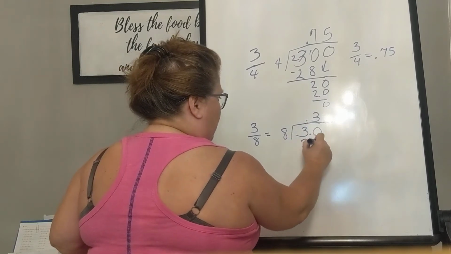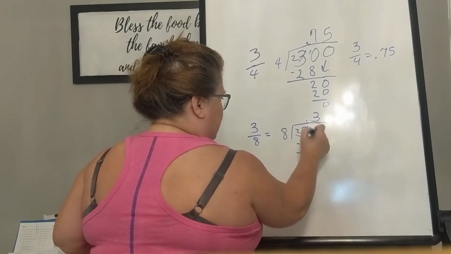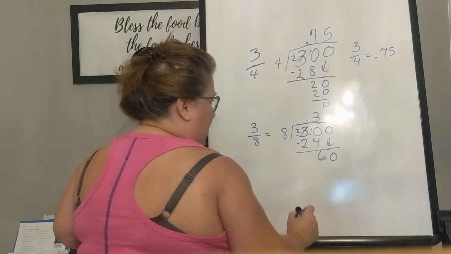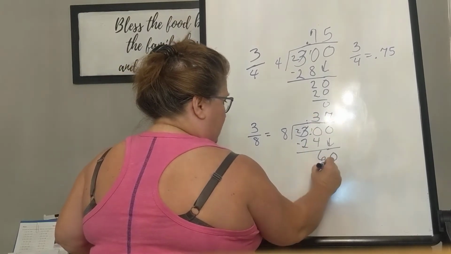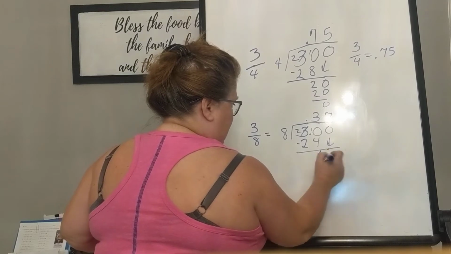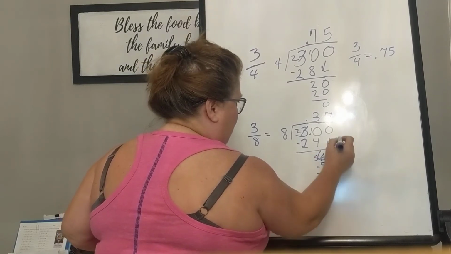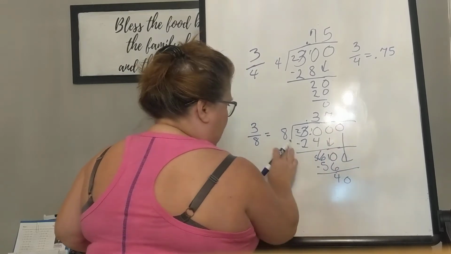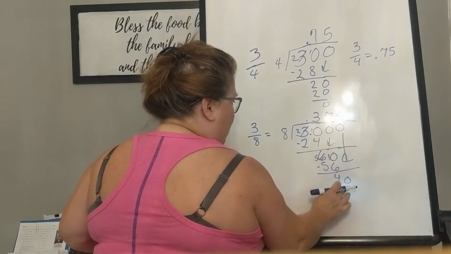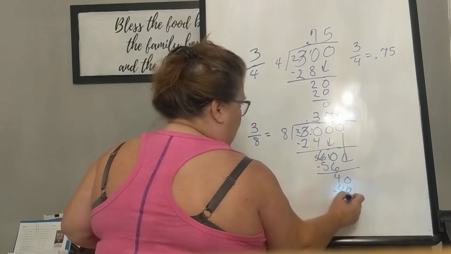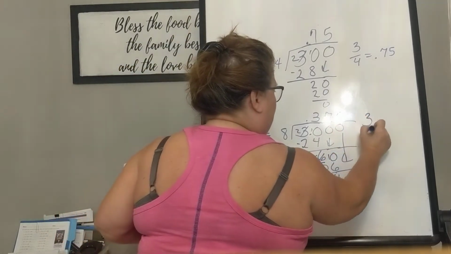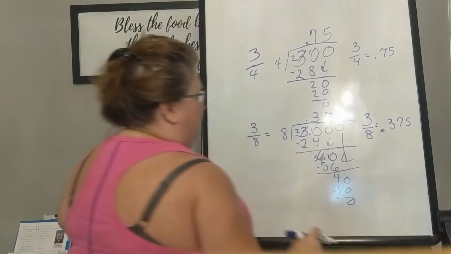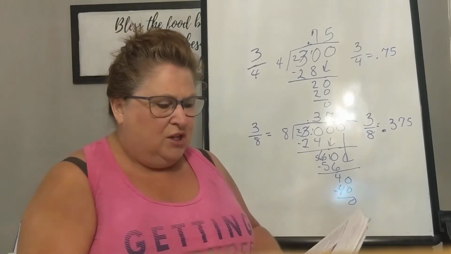8 times 3 is 24. We subtract, 30 minus 24 is 6. We annex another 0 and bring it down. 8 times 7 is 56. We subtract, 60 minus 56 is 4. We annex another 0 and bring it down. 8 will go into 40 5 times. 8 times 5 is 40, and we subtract. So the fraction 3/8 equals the decimal 0.375. This is how we turn fractions into decimals.